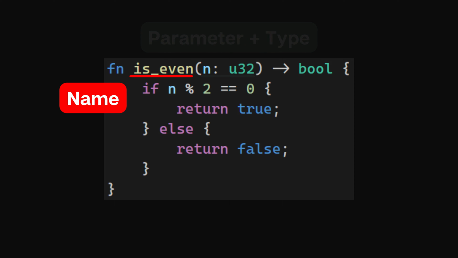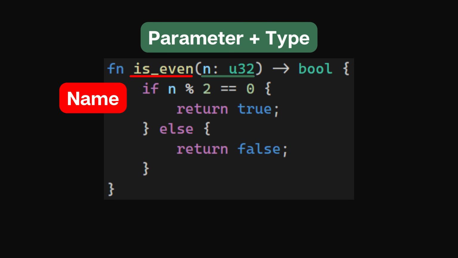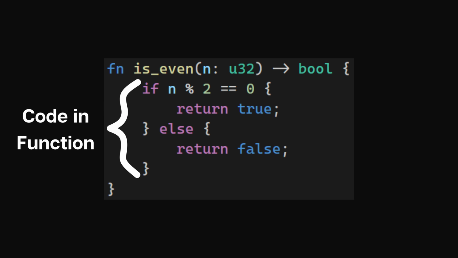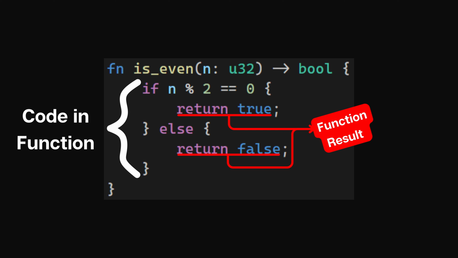A Rust function is defined using the fn keyword followed by the function name. Inside the parentheses, you can specify the parameters along with their types. After the parameters, use the arrow followed by the type of the function output. When you call the function, the code inside the function block will execute. The return keyword is used to return the value from the function.